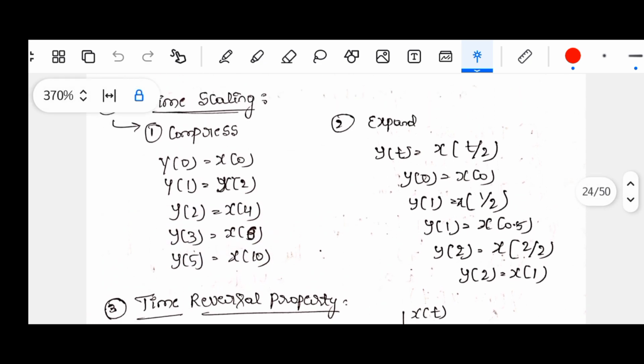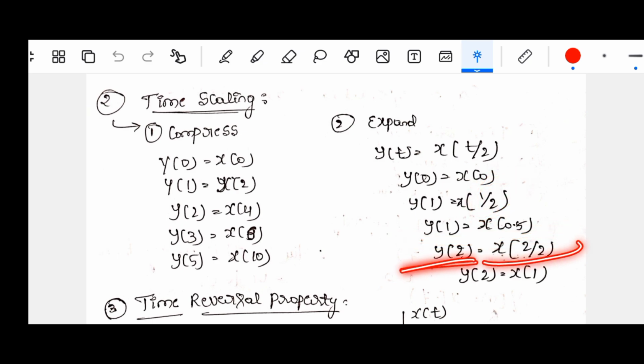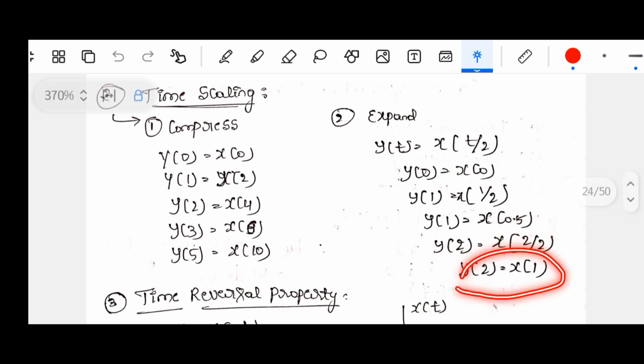What about expand? Expand: y of t is equal to x of t by 2. We have to divide. y of 0 will be 0. y of 1 means you have to take x of 1 by 2. So we take t value is 1, meaning 1 by 2. y of 1 will be x of 0.5. 1 by 2 will be 0.5. y of 2 is x of 2 by 2. So y of 2 will be x of 1.